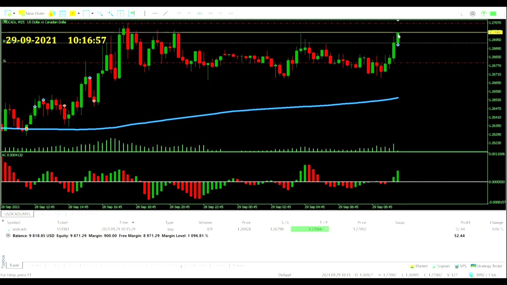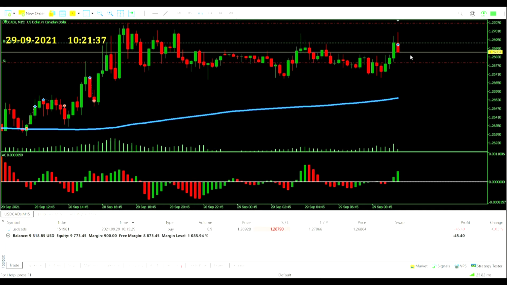Doesn't look like we have to worry about the way it's going though. Halfway to our take profit already. Price really with a move on here. And here does come that retracement. We see now it's about halfway to our stop loss.